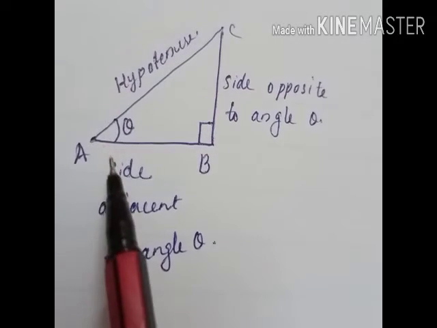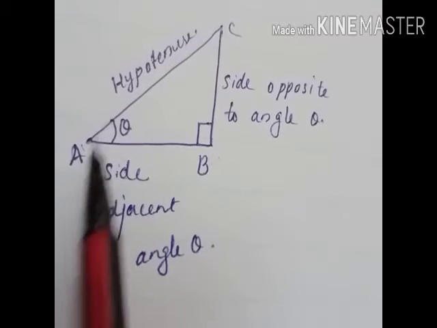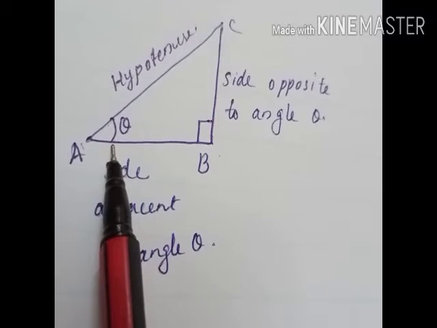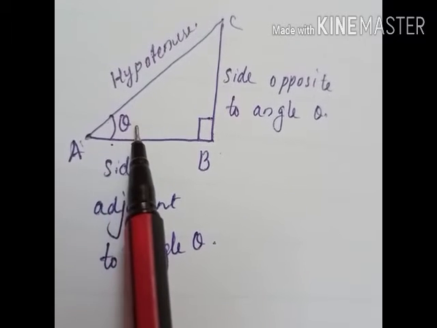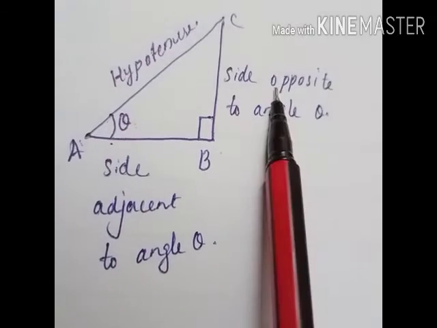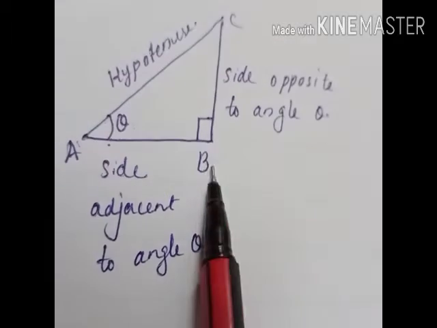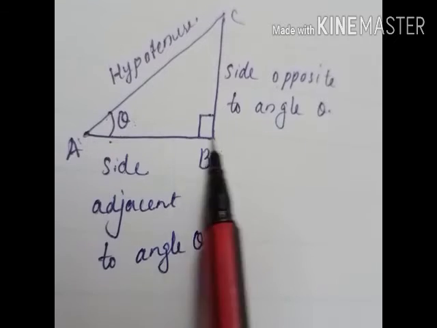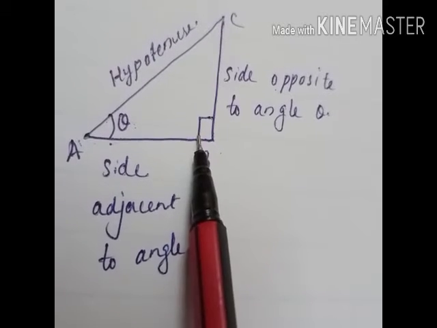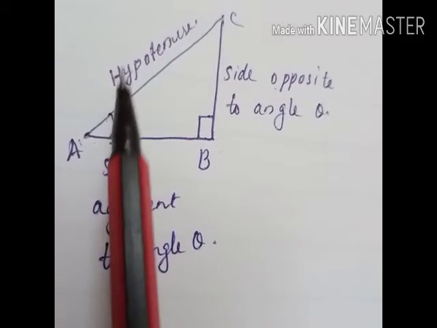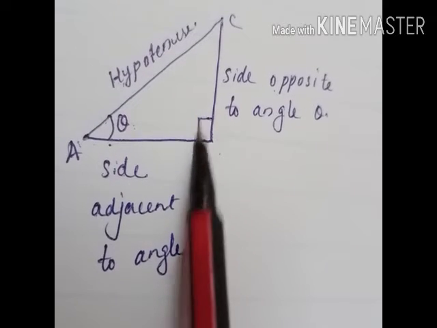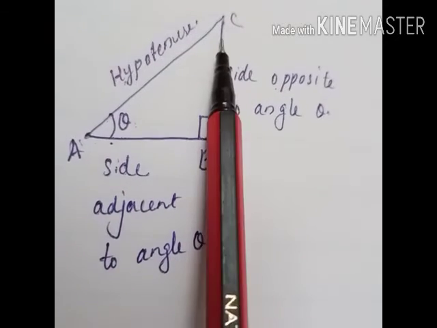Now consider this right triangle ABC. Here one of the angles, angle A, is mentioned as theta. The side opposite to angle theta is BC. The side adjacent to angle theta is AB. The hypotenuse is the side opposite to the right angle, that is AC.